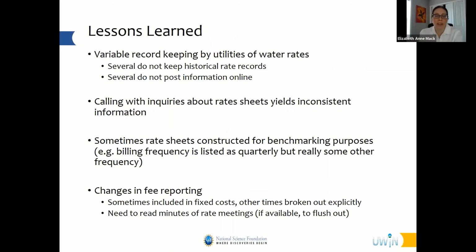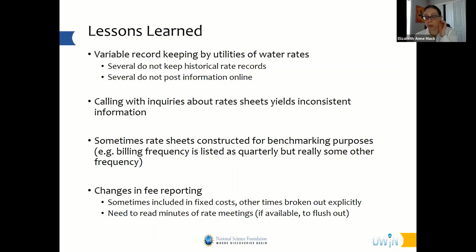But many lessons have been learned, and I have this slide and then I have one final slide to close. We've learned many lessons in putting together this database. One of them is that there's a lot of variability in the record keeping by utilities of their water rates.